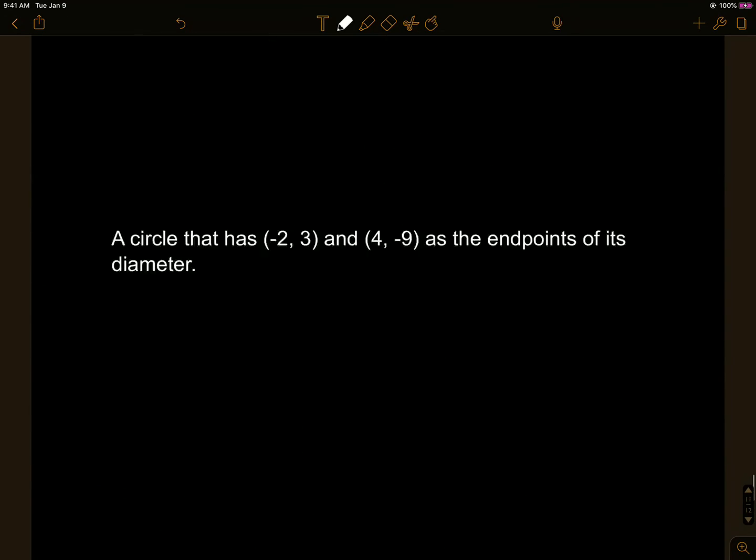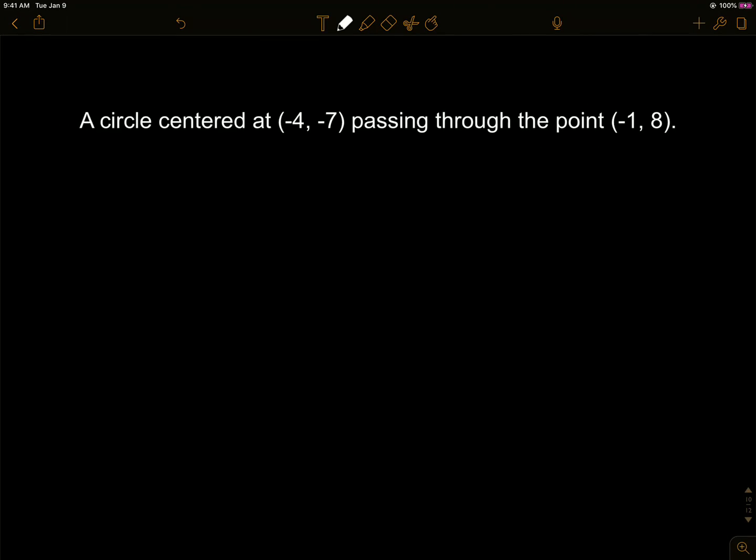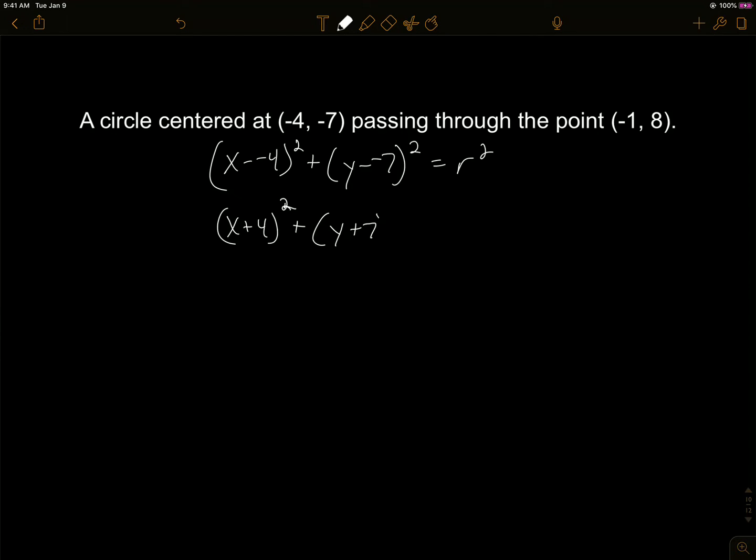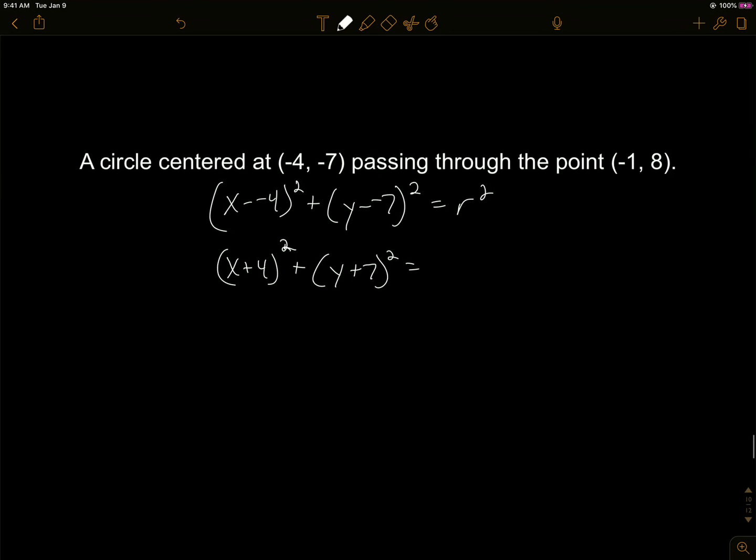We've got 3 more to do. All right. A circle centered at negative 4, negative 7, passing through the point negative 1, 8. So that means that we've got to find the radius. We're given the center, right? So I've got x minus negative 4 squared plus y minus negative 7 squared equals r squared. So x plus 4 squared plus y plus 7 squared equals, but we don't know what the radius is.